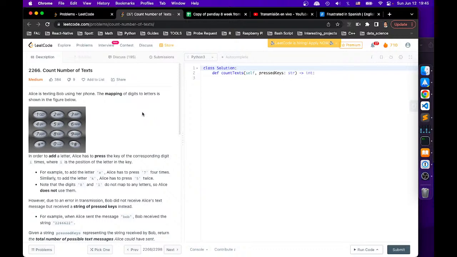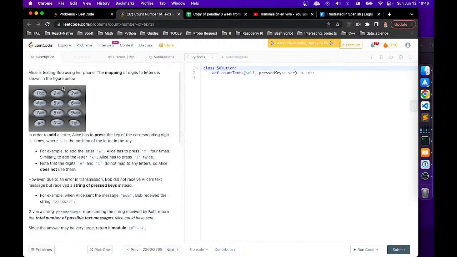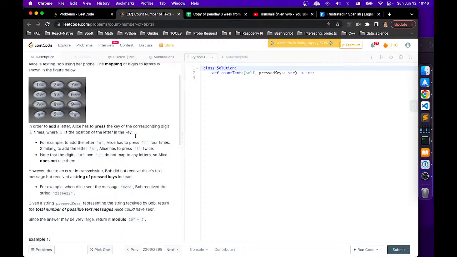Count number of texts. Alice is texting Bob using her phone. The mapping of digits is shown below. In order to add a letter, she has to press the key of the corresponding digit i times, where i is the position of the letter in the key. For example, to add the letter S, Alice has to press 7, 4 times. PQRS, 4 times.